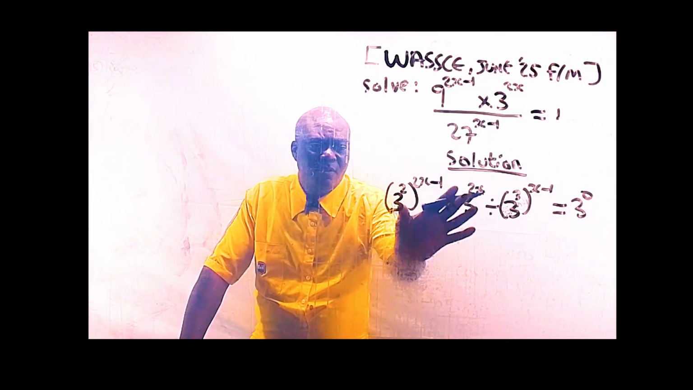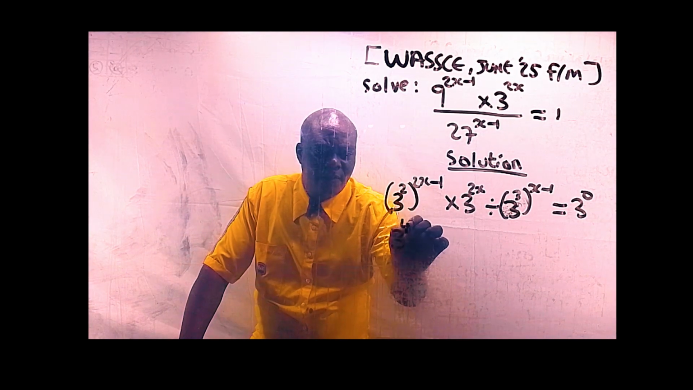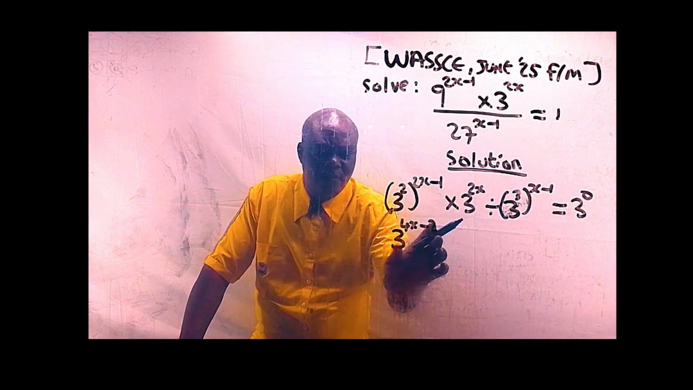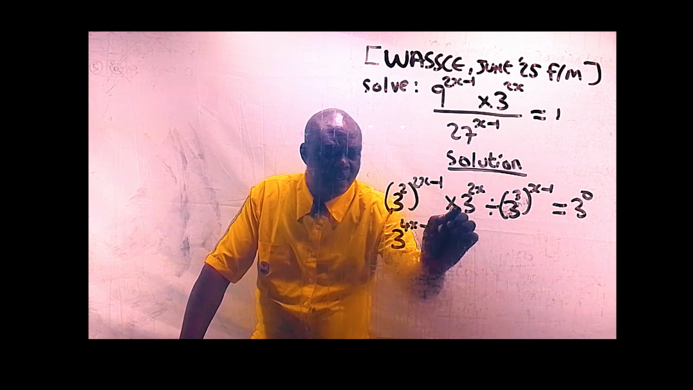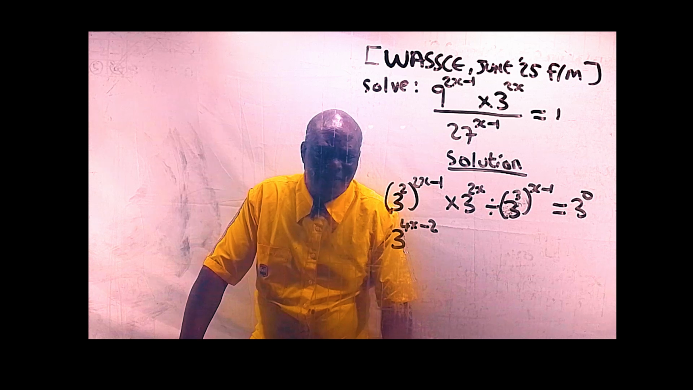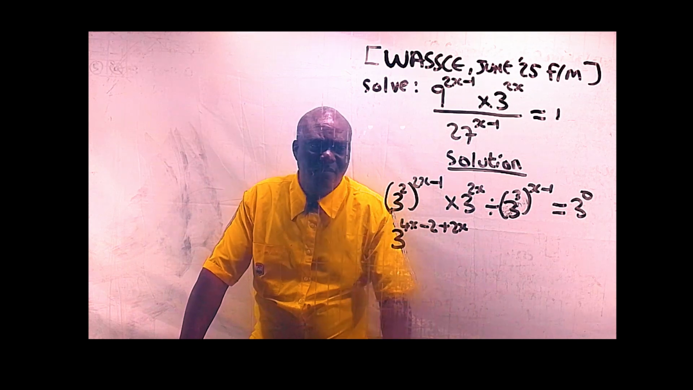Now, let's multiply these ones. So we have 3 power 4x minus 2. Just carry a bracket. This one, multiply, the bases are equal. So you just say plus 2 plus 2x. So we are done with the base here.